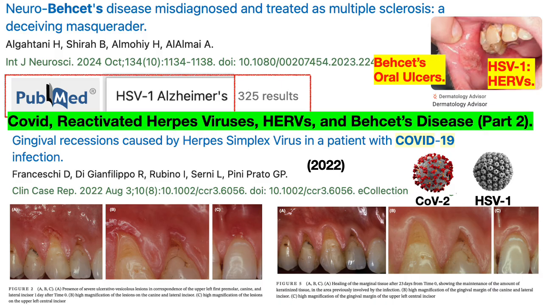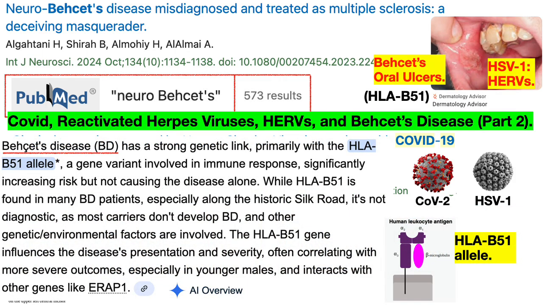Now, as I mentioned in the first part of this series, if you look for HSV1 Alzheimer's, you'll find 325 results. If you look for neuro-Behçet's, you'll find 573 results. So Behçet's, even though it forms visible pathologies, namely ulcerations of the oropharyngeal cavity and the genital region, the pathologies can also be expressed in visceral organs and in the nervous system. So let me just read an AI overview of Behçet's disease.